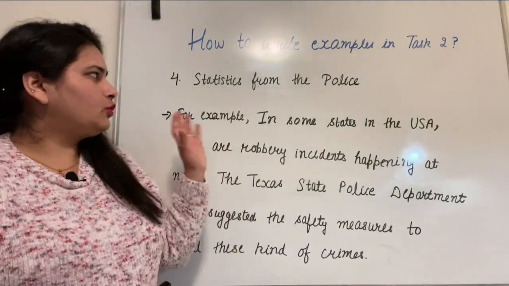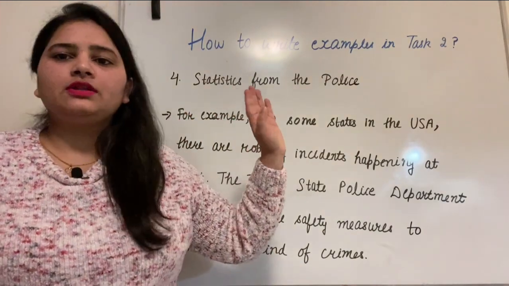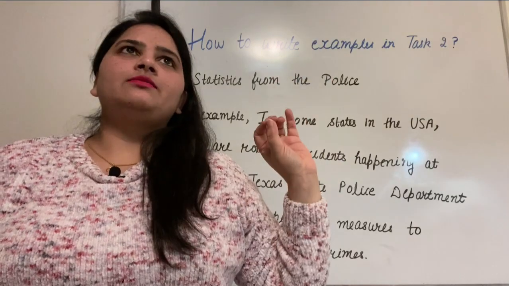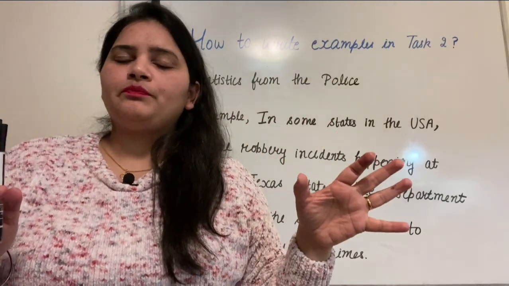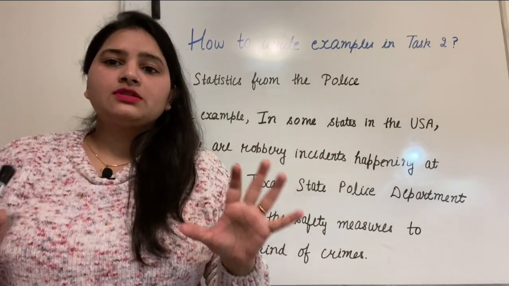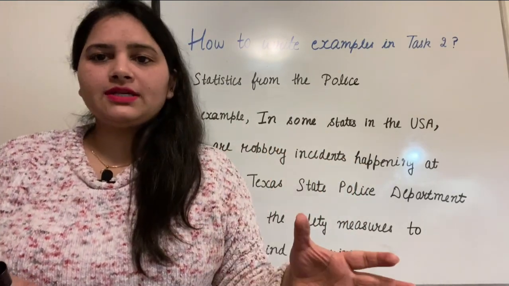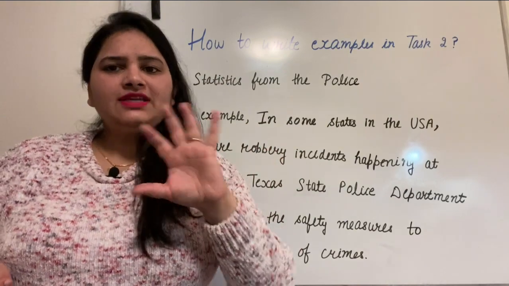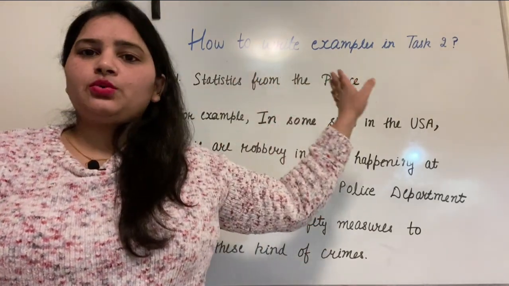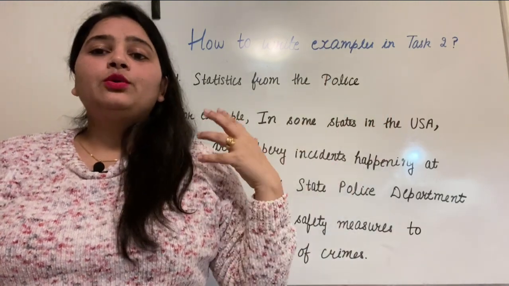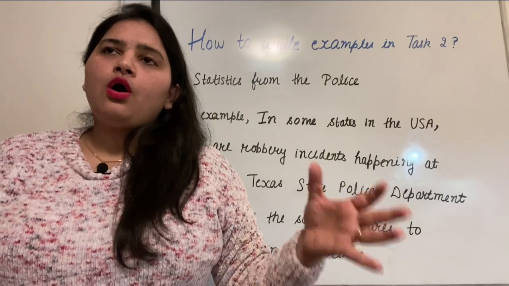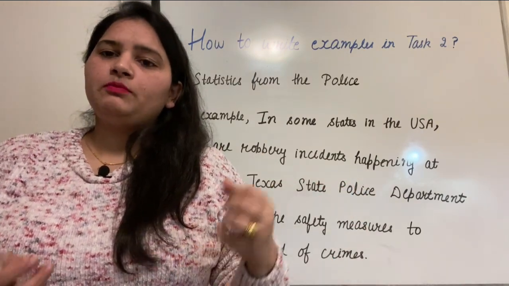And after that, the fourth way of writing an example is to write statistics from the police. Like there are some kind of crimes happening, and what the police is doing. Some criminals are there, and if you get this kind of essay, then you can write the statistics that you get from the police, what they are doing, how they are tackling this issue, or what measures they want people to take.